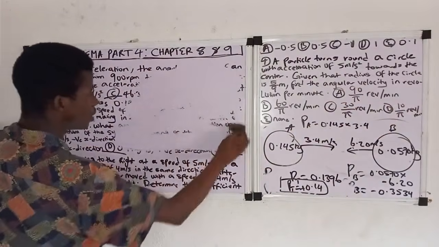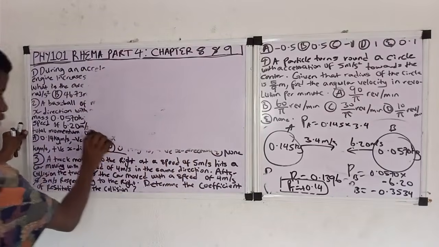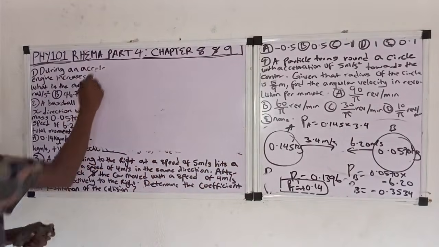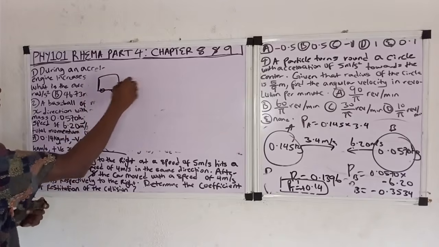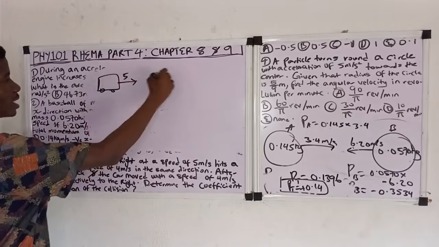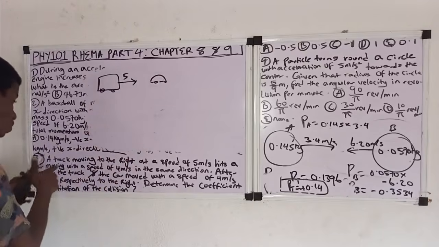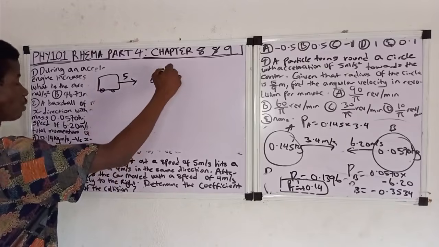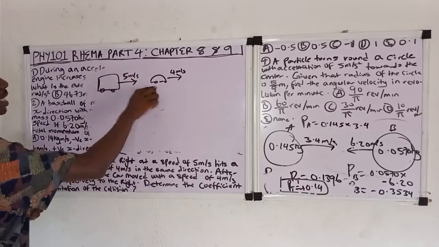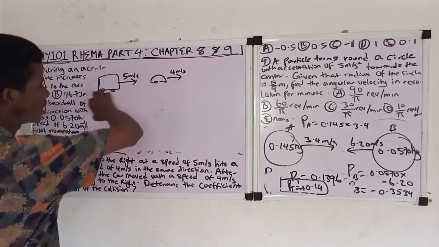Okay, so question 3, let me solve that one. I think it's still under momentum. Now they say a truck moving to the right with a speed of 5 meters per second hits a car. Let's say this is a car. The car is moving with a speed of 4 meters per second. So the truck moving at 5 meters per second hits a car moving at 4 meters per second, in the same direction, right?